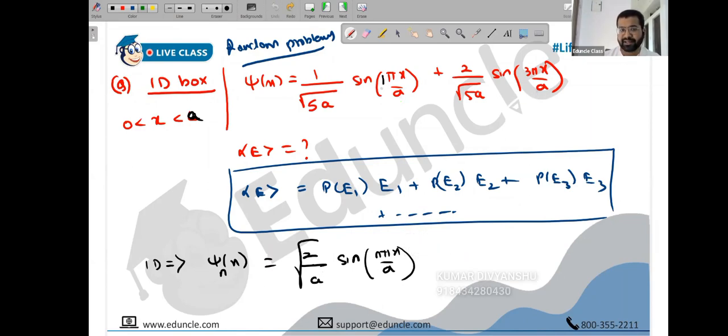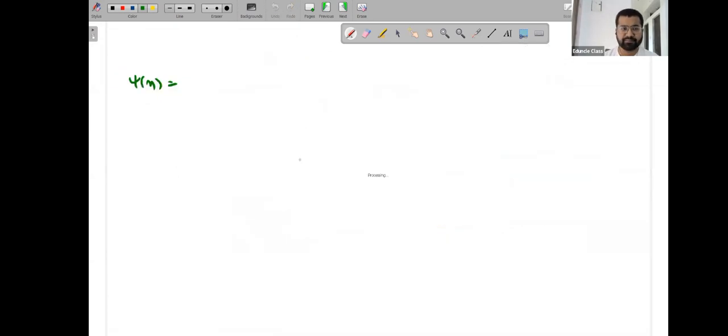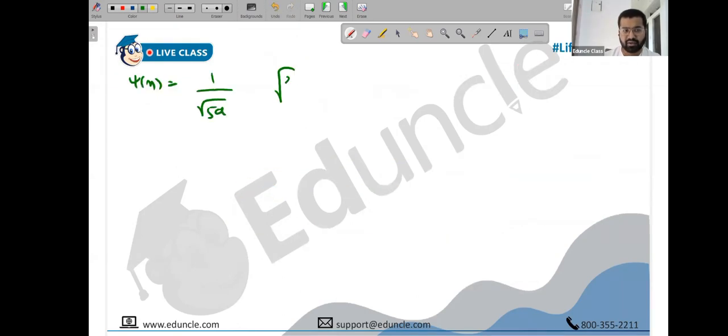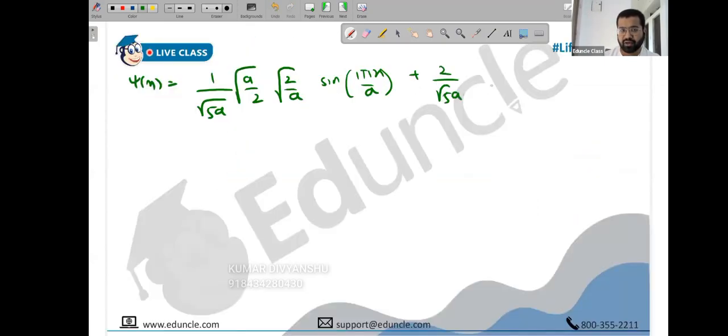Psi n is root of 2 by a sine n pi x by a. So I have got sine pi x by a. But do I have root of 2 by a here? No. Let's multiply and divide by root of 2 by a. Simple. I have got 1 upon root 5a. Okay. So I need root of 2 by a. So I'm going to multiply by root of a by 2, so that anyway gets cancelled. Does it have an effect on the calculation? No. Okay, and then I have got sine pi x by a. I hope you have it. Then what is the second term? 2 upon root 5a. Okay. Again, I need root of 2 by a. So I'm going to multiply by root of a by 2 and root of 2 by a. Anyway, they get cancelled. Does it have an effect on the given stuff, people? No. And this is sine 3 pi x by a.